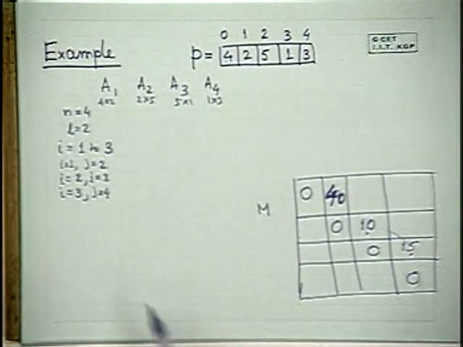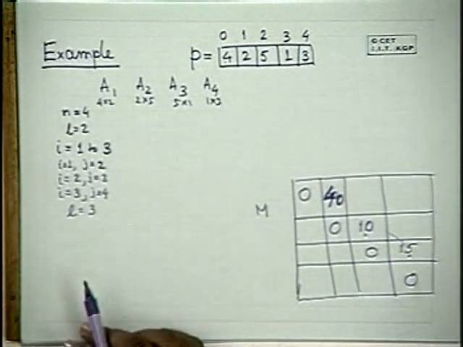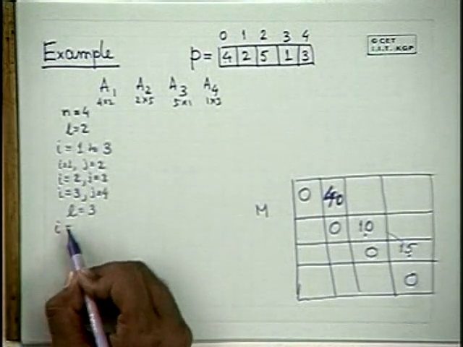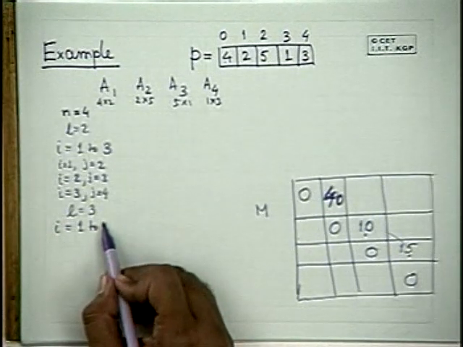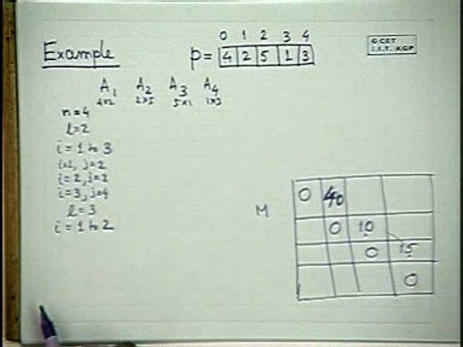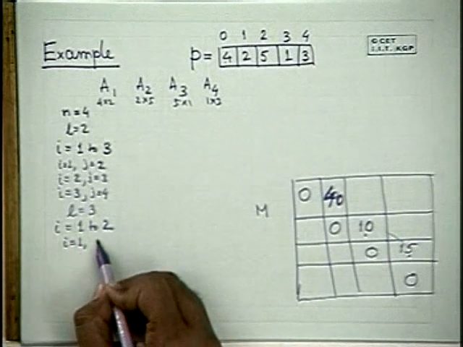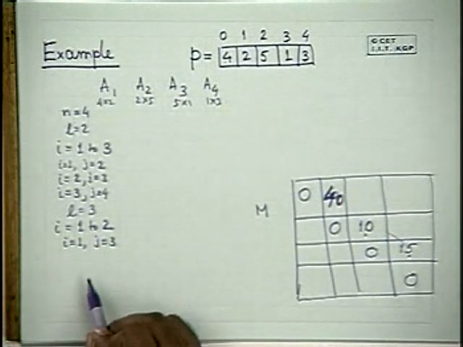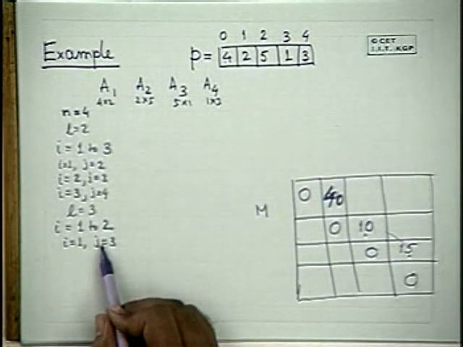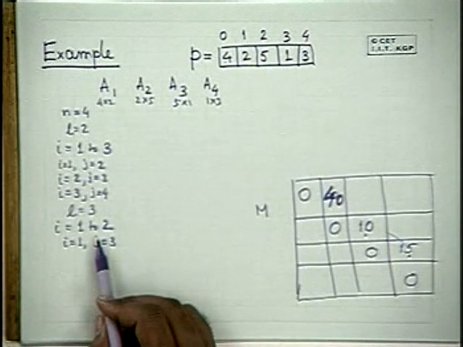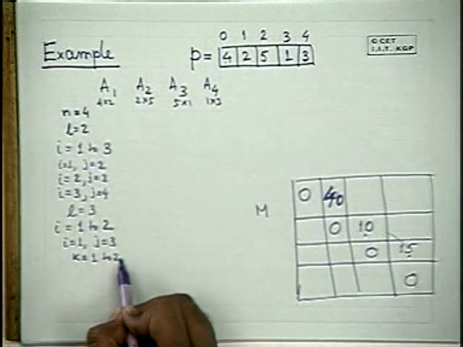Now we will go to L loop. L becomes 3, and I now is moving from 1 to 2. So when I is equal to 1, j this time should be 3. Is it 3? So I is 1 and j is 3, and k is running from I to j minus 1. So k is 1 to 2 running.